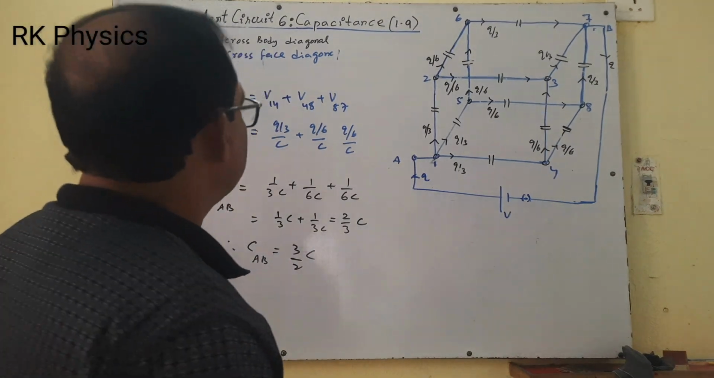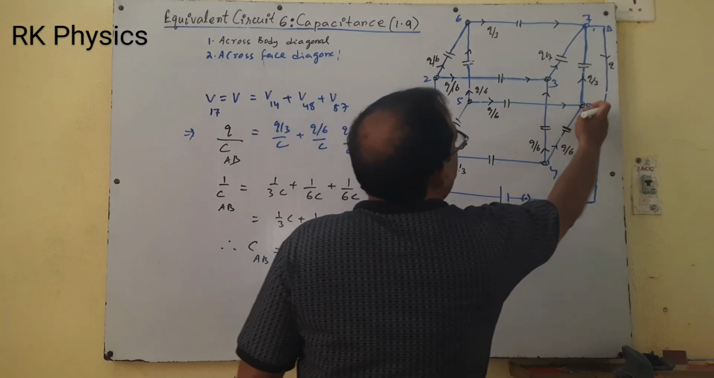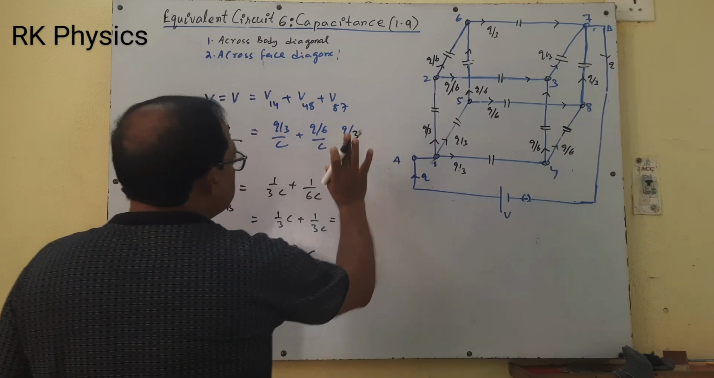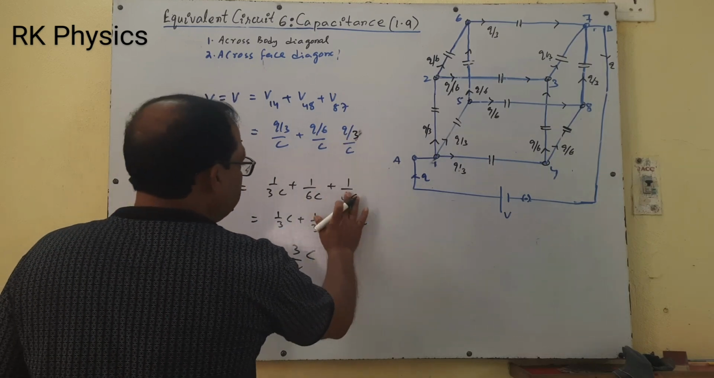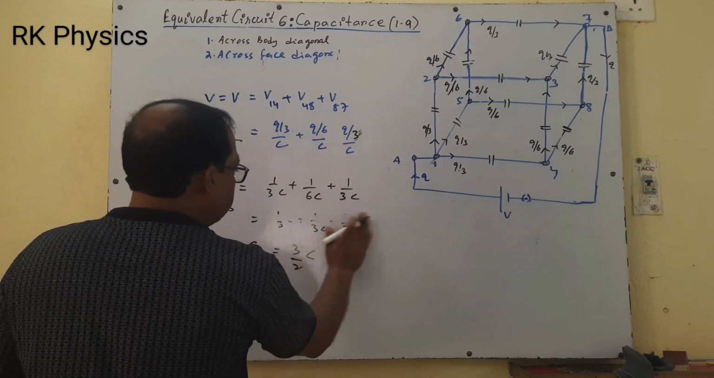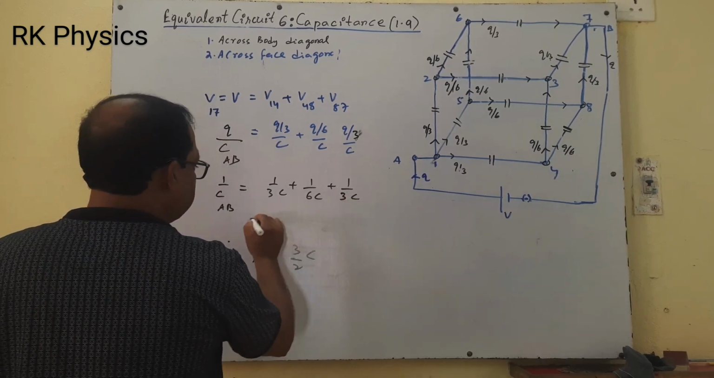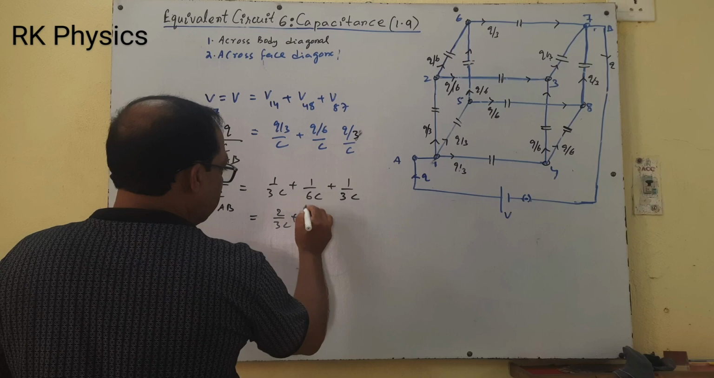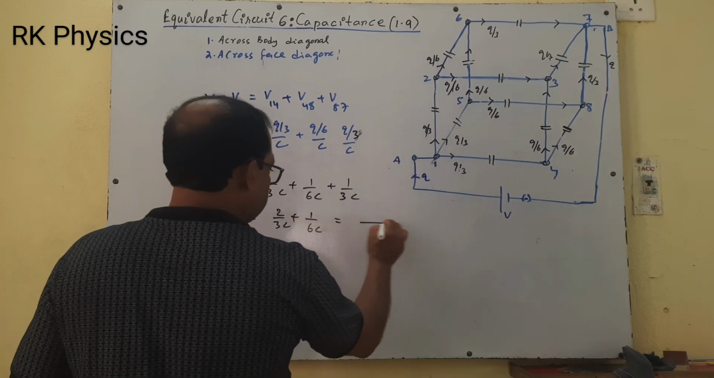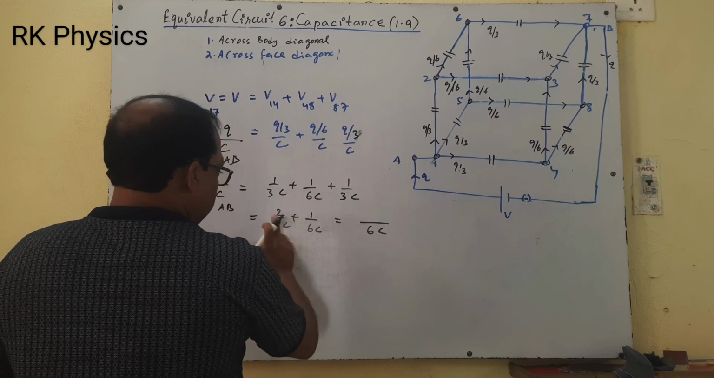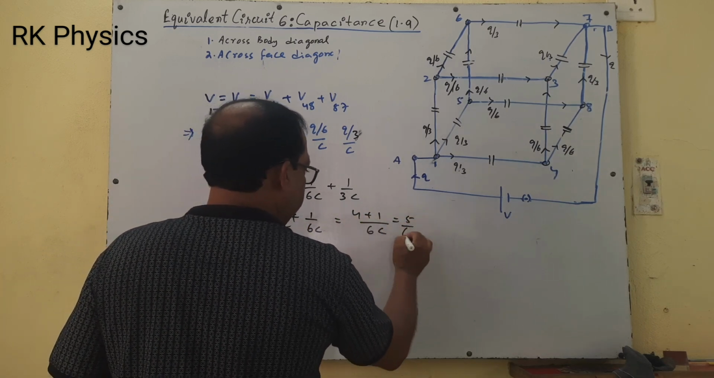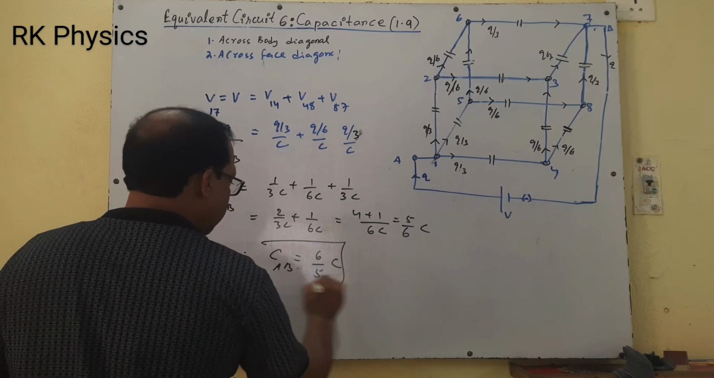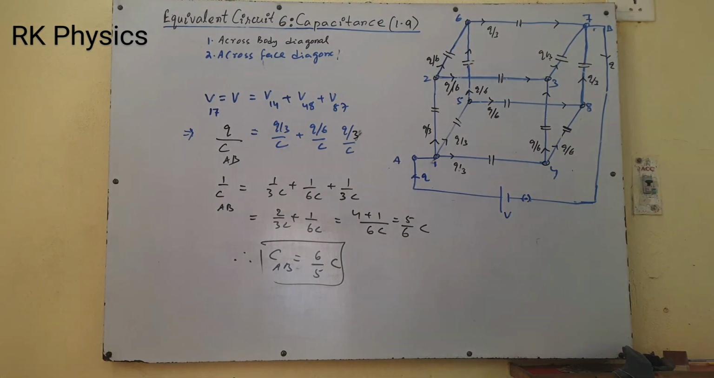Or is there any mistake? Sorry. In 8 to 7 the charge is Q by 3 perhaps. Yes, Q by 3, I am correct; I have a little correction. Q by 3 means this is 3C. So take 1 by 3C twice, that is 2 times 1 by 3C, plus 1 by 6C. The LCM is 6, so this is 4 plus 1, which is 5 by 6C. Therefore CAB equals 6 divided by 5C, and this is your equivalent capacitance.